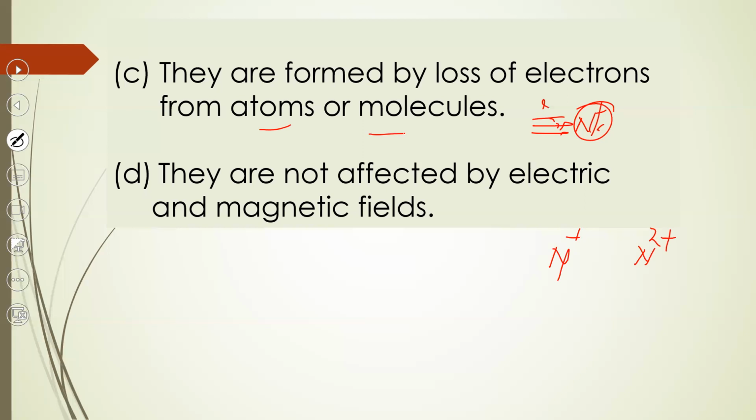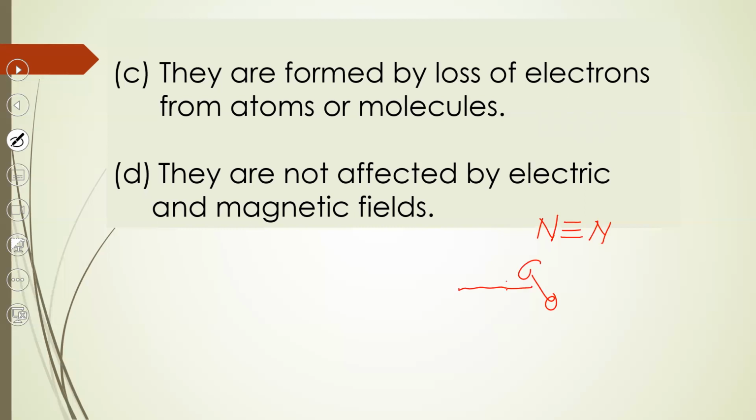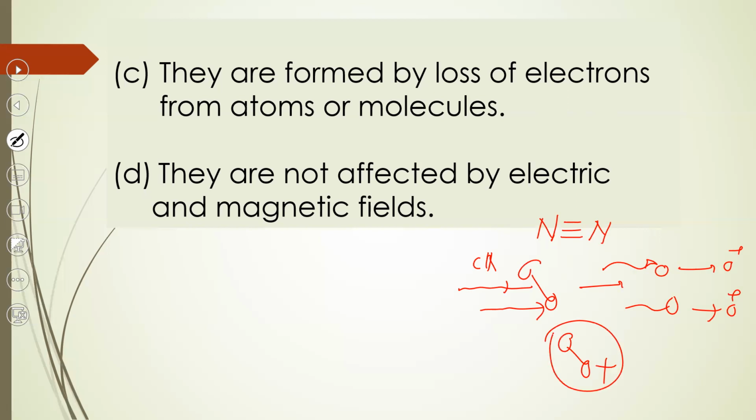Atoms or molecules. What they mention here is what we can analyze. For example, I told you the N2 molecule is here, right? This is a molecule. When it is struck by cathode rays, it may split into atoms. Once again, when the cathode ray strikes, it will become ions, isn't it? Even in the molecular state, when it is struck, it may lose an electron and molecular level ions can form. So atoms or molecules is possible.